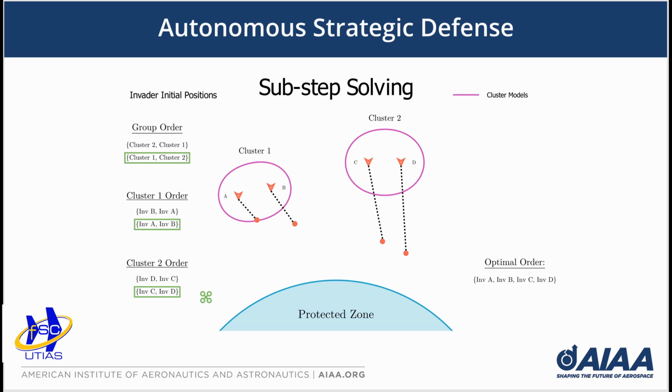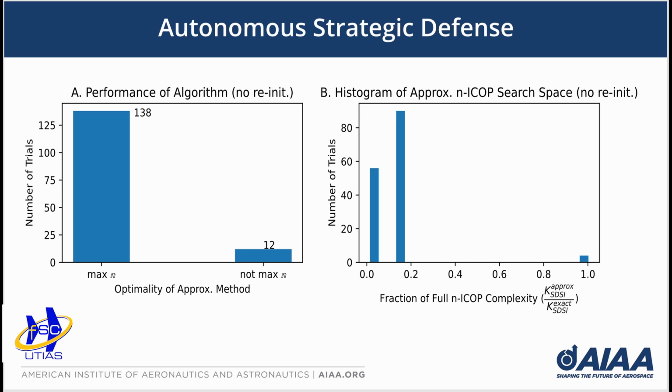Through sets of trials with randomized initial conditions, we can compare how the approximate algorithm works against the exact method, specifically in terms of the number of subproblems that must be solved. If we run the algorithm as described, we see a high degree of reliability, and most cases see an over 80% reduction in search space.